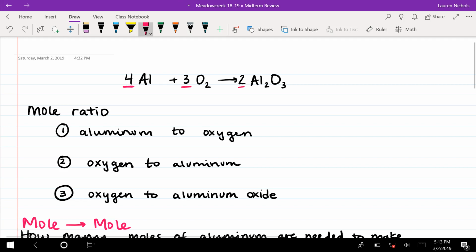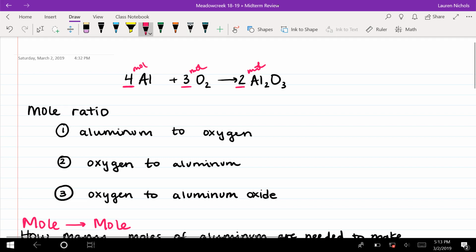4, 3, and 2. And so what it tells us is the exact ratio that chemicals need to combine in order for a reaction to occur and exactly how many moles of it will produce. And so this 4 means 4 moles of aluminum, 3 moles of oxygen, and 2 moles of aluminum oxide, right?